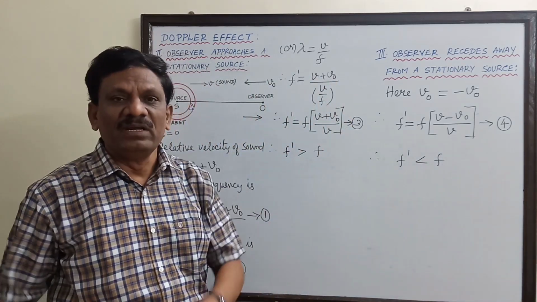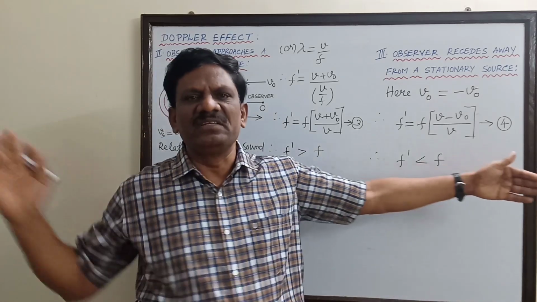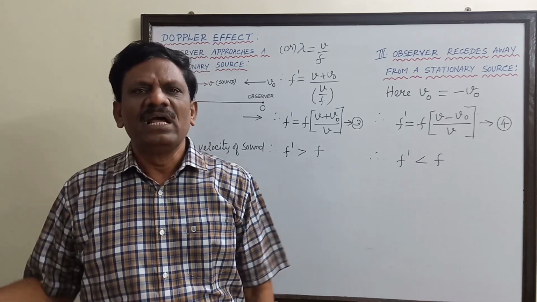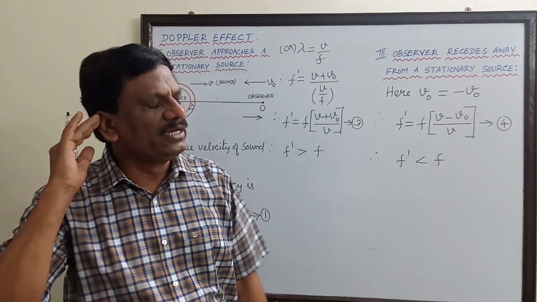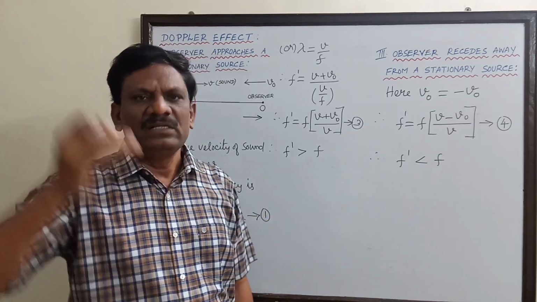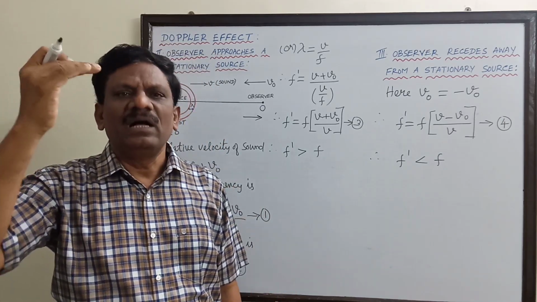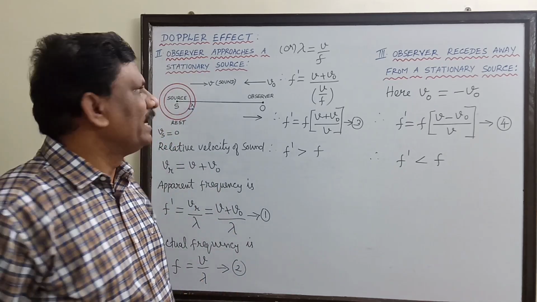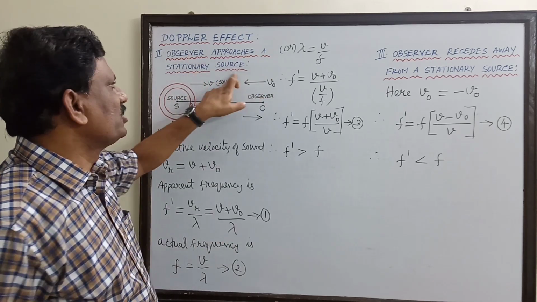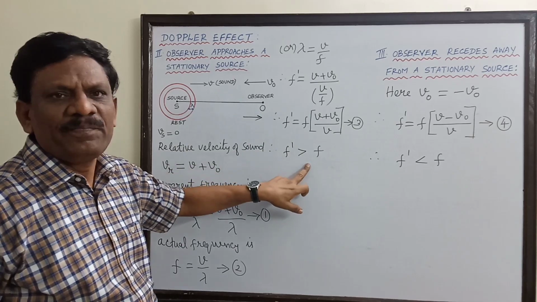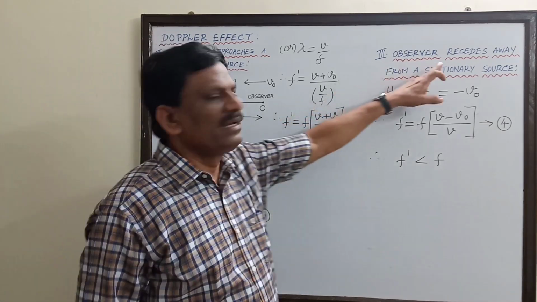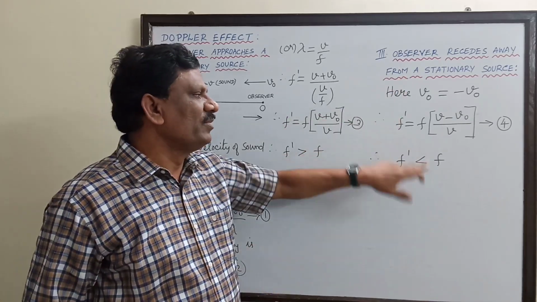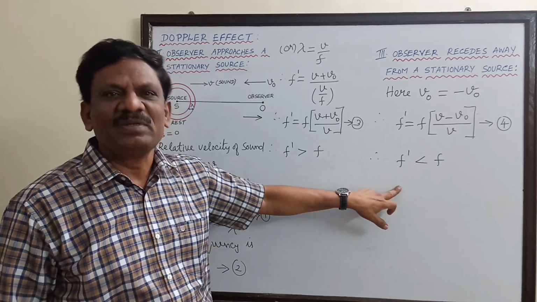This is why when you go away from a stationary source, a whistling train for example, continuously the train is whistling and you are going away from the train, by listening to the sound, as you go away, the sound frequency appears to decrease. Understand? So, my dear students, you have to remember that when the observer approaches a stationary source, the apparent frequency increases. When the observer moves away from a stationary source, the apparent frequency decreases. I hope you must have understood.